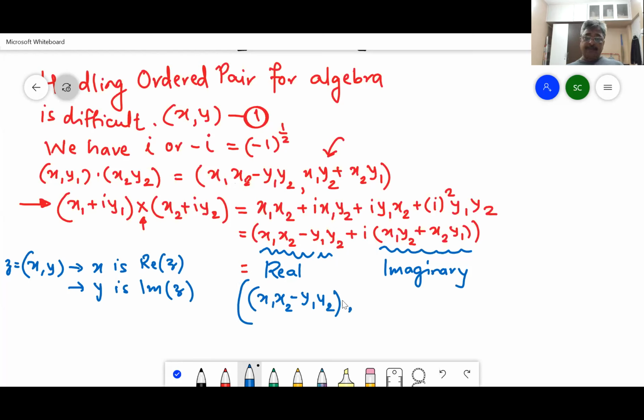comma, the imaginary part in this case is x1 y2 plus x2 y1. Okay, and it is exactly in line with what we wanted. Therefore this is the first representation of a complex number. This is the second representation of a complex number.